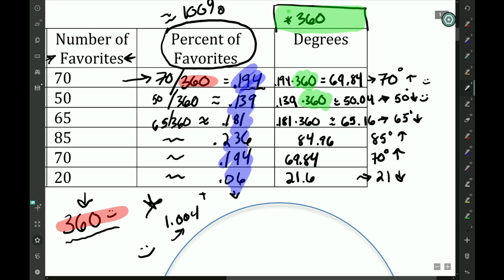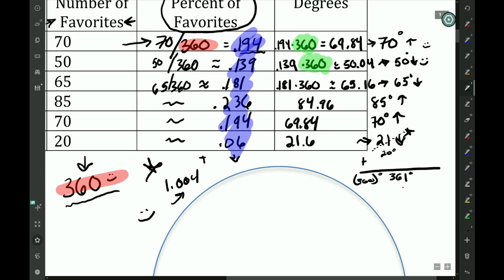Now, if I add all these together, I should be around 360 degrees. I actually get 361. And there's only 360 degrees in a circle. So to make this the easiest fix, if I round that 21 down to 20, that will help you out. Again, you don't need to be exactly perfect. I'm only one off in that case. It'll just help you graph.